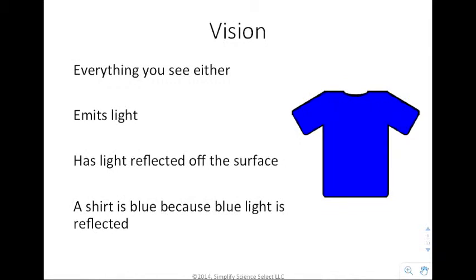Everything you see depends on the fact that light is reflected off of it. Unless it emits light, like it glows in the dark, or it's the sun, or it's a light bulb, the reason why you can see it is because light is reflecting off its surface. It's also really important that you understand that when a shirt is blue, it's blue because the blue light is reflected, and all other colors are absorbed.